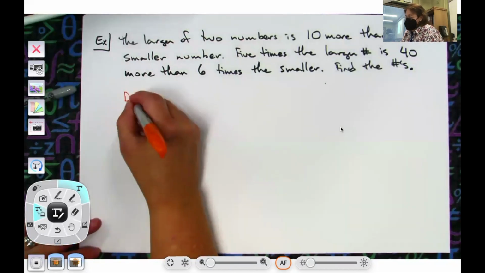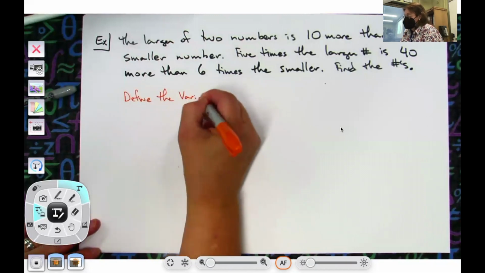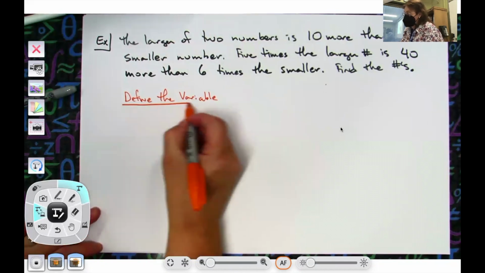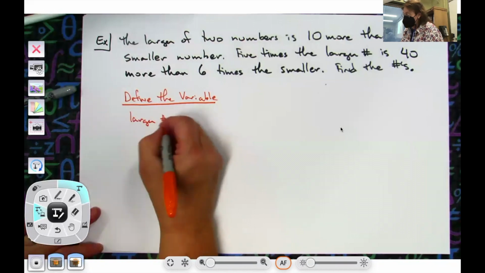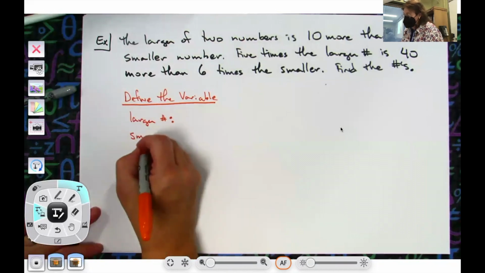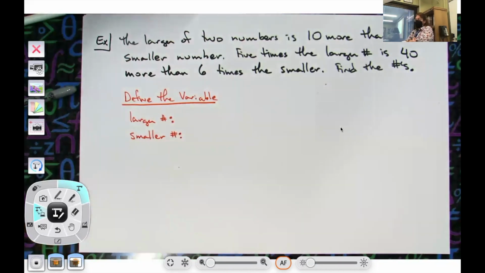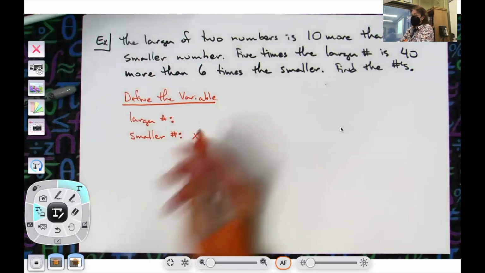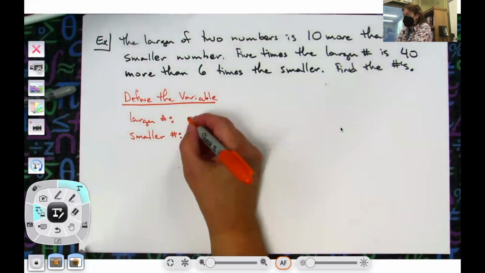Okay, so I'm going to define the variable. All right, we got smaller number, larger number. It doesn't matter which one you list first, which one you list second. I am never consistent. All right, so the larger of the two numbers is 10 more than the smaller. So which one has to be x? The smaller one has to be x. Okay, the larger is 10 more than the smaller, so my smaller has to be x, and then x plus 10.